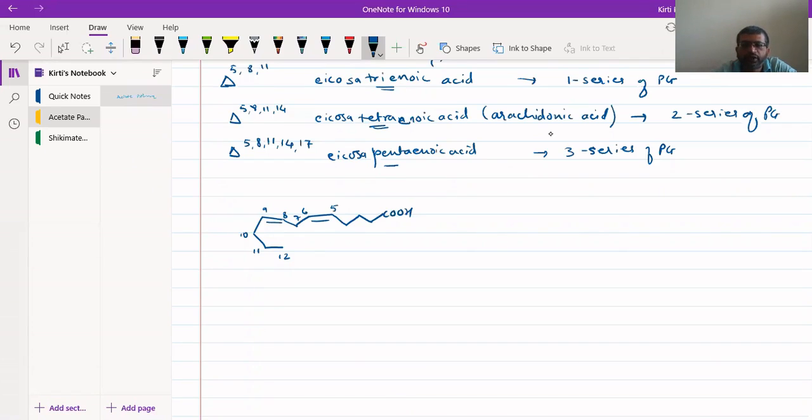9, 10, 11 and 12. 11 position पे और एक cis double bond. Then we have at 14th position another cis double bond. So this is 13, 14; 14th position पे और एक cis double bond. Then 15, 16, 17, 18, 19 and 20. 20 पे CH3. This becomes our arachidonic acid, or delta 5, 8, 11, 14 eicosatetraenoic acid.